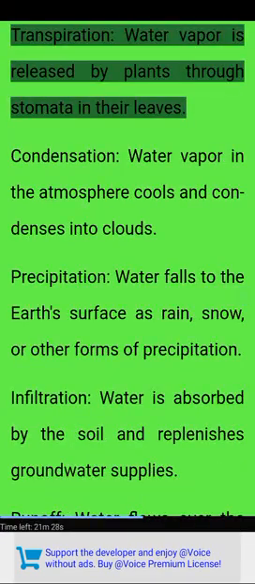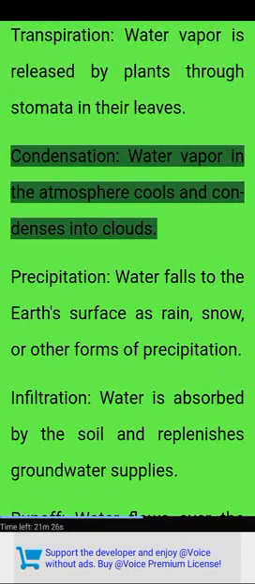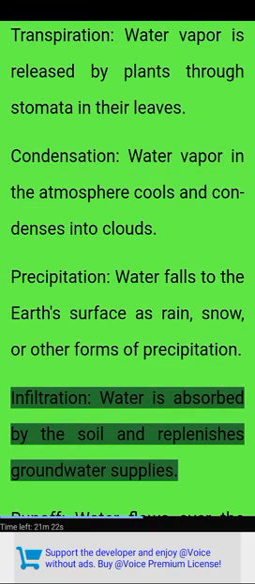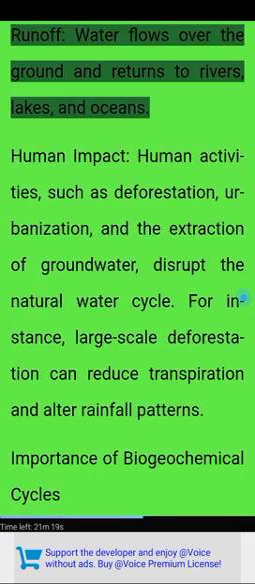Transpiration. Water vapor is released by plants through stomata in their leaves. Condensation. Water vapor in the atmosphere cools and condenses into clouds. Precipitation. Water falls to the Earth's surface as rain, snow, or other forms of precipitation. Infiltration. Water is absorbed by the soil and replenishes groundwater supplies. Runoff. Water flows over the ground and returns to rivers, lakes, and oceans.